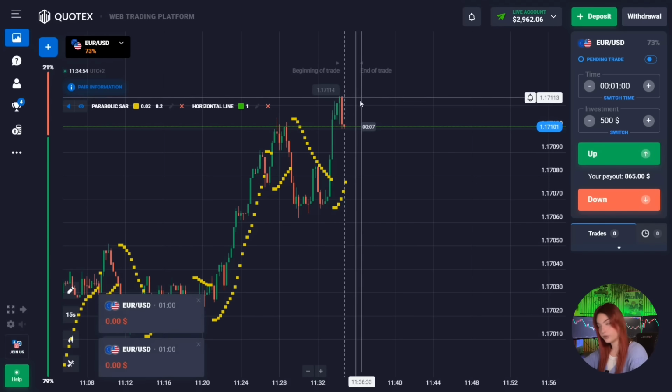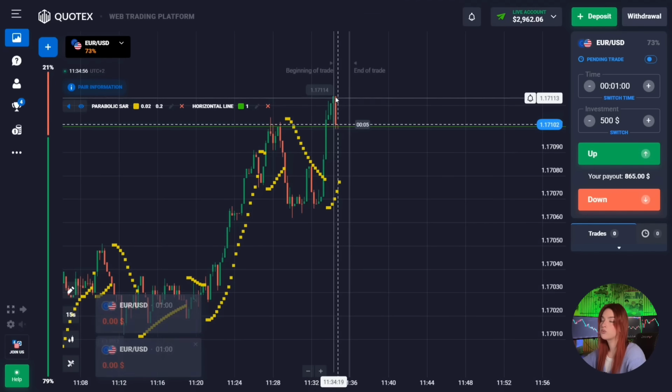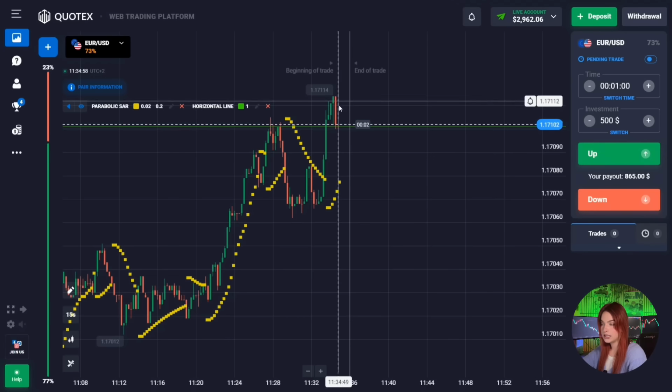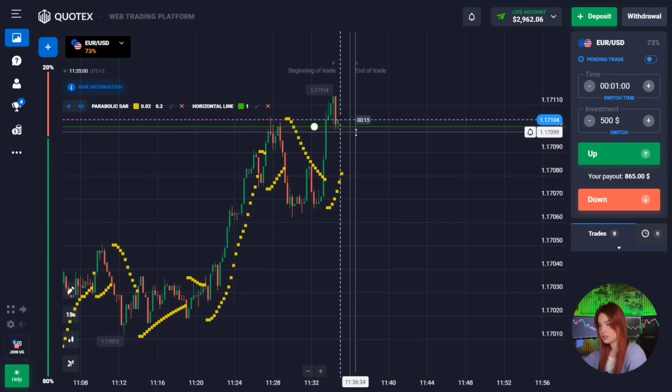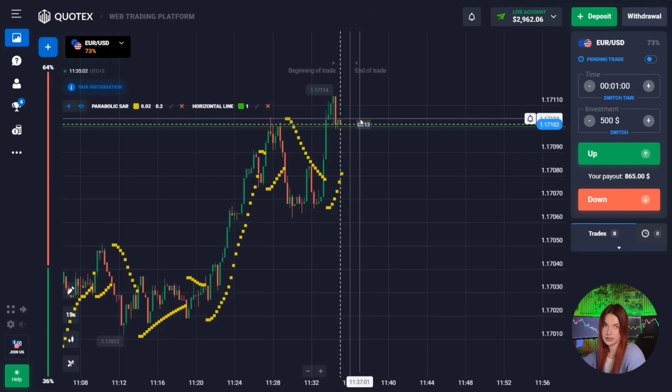Guys, unfortunately there was a rollback down here. Yes, we got a loss. Well, let's not get upset. This sometimes happens. It's not always possible to accurately predict the further price movement, but it's okay. I still have funds on the deposit, guys.